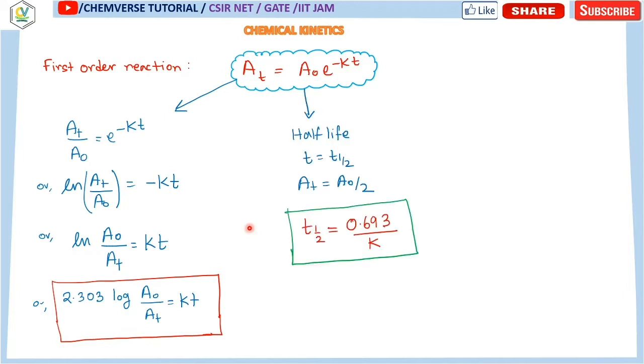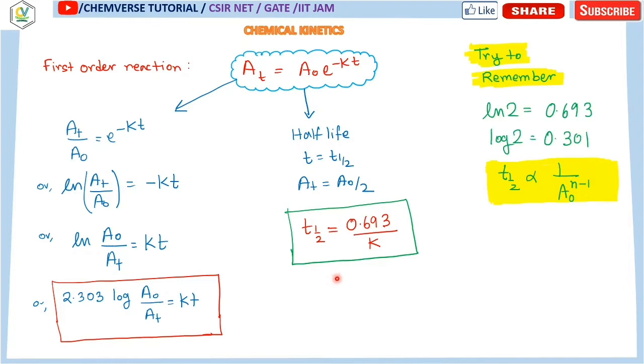Now for half life, what you will say is that at t equals t half, put At as A0 by 2, that is half of the initial concentration. Then you will find the expression for the half life. From there you can find out that there is no initial concentration term. So the half life of the first order reaction is independent of the initial concentration of the reactant.